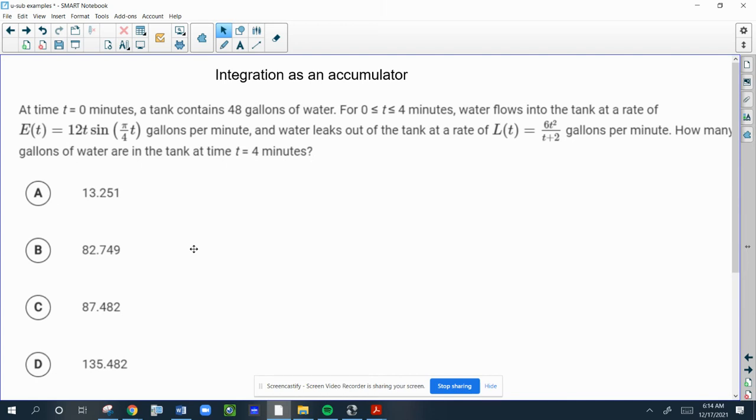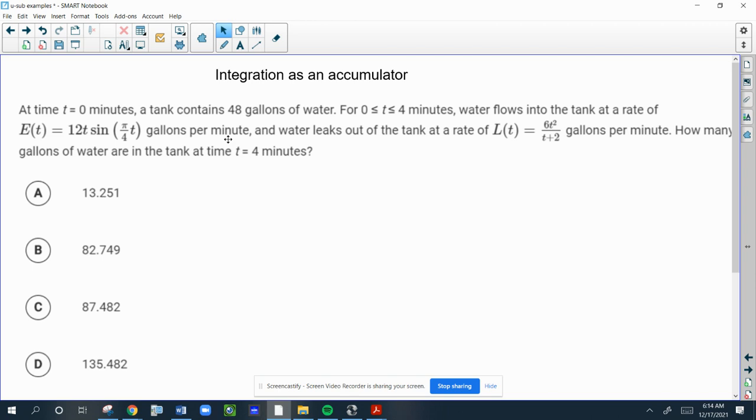All right, here is an example using integration as an accumulator. And what that means is if you're given a rate of change, like a derivative, if you integrate, it will accumulate the total amount that was, I guess, changed. So in this example, if you're looking at E of t equaling this function, gallons per minute, that's a rate. If you integrate that function, it will accumulate the amount of gallons that are accumulated. So it's a pretty simple thing to do.